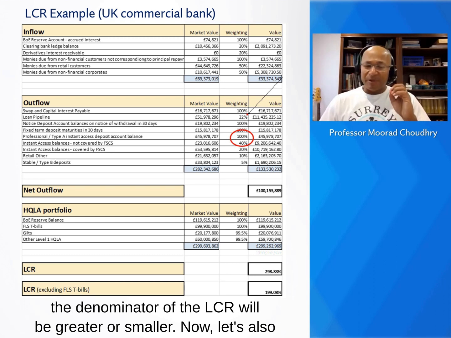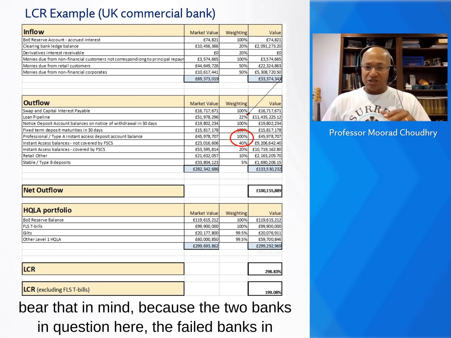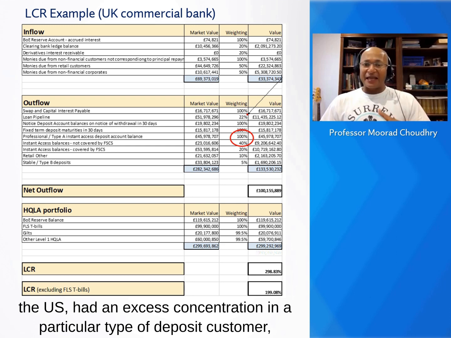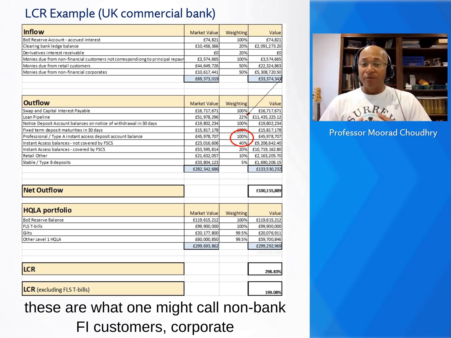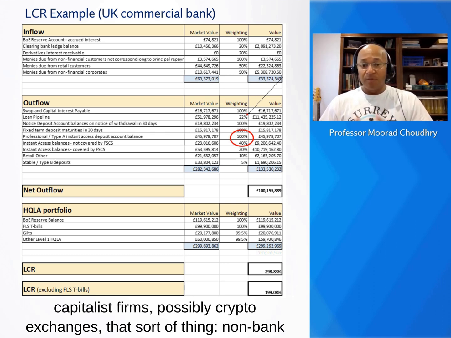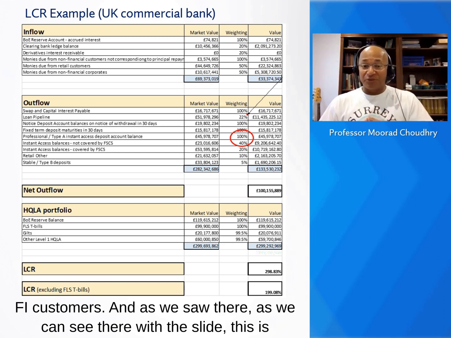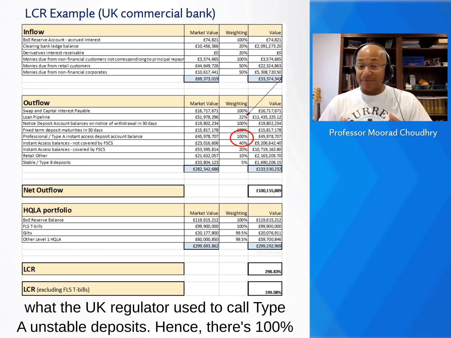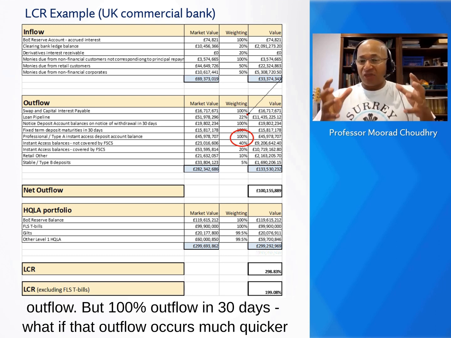Now, let's also bear that in mind, because the two banks in question here, the failed banks in the US, had an excess concentration in a particular type of deposit customer. These are what one might call non-bank FI customers. Corporate depositors would be financial institutions, fintech firms, venture capitalist firms, possibly crypto exchanges, that sort of thing. Non-bank FI customers. And as we can see with the slide, this is what the UK regulator used to call type A unstable deposits. Hence, there's a 100% outflow. But 100% outflow in 30 days.